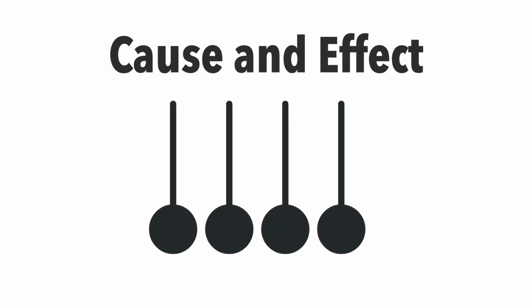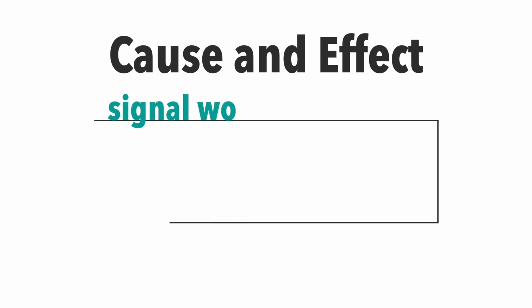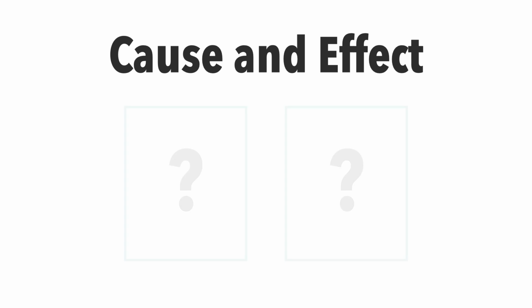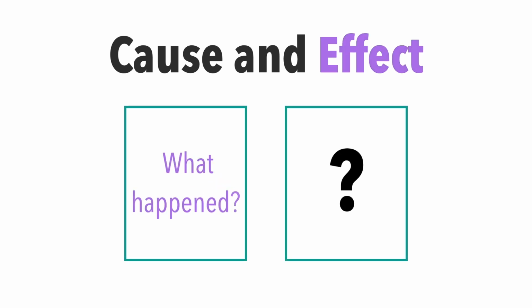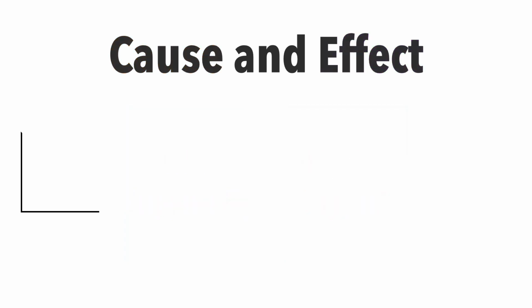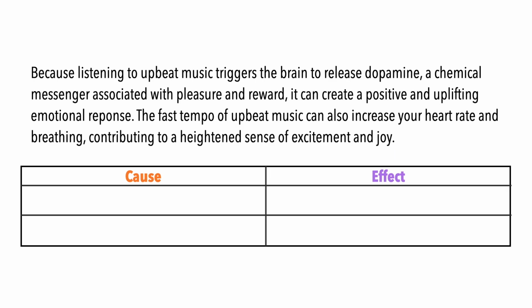A cause and effect text structure connects ideas within a text by describing how one event or action leads to a specific outcome or consequence. When cause and effect relationships are presented, you might see certain signal words or phrases, like because, led to, and therefore. It can also be helpful to ask the questions, what happened and why did it happen, to identify the causes and effects within a text. You can then track your thinking in a table, like this one. We can practice with this passage here.